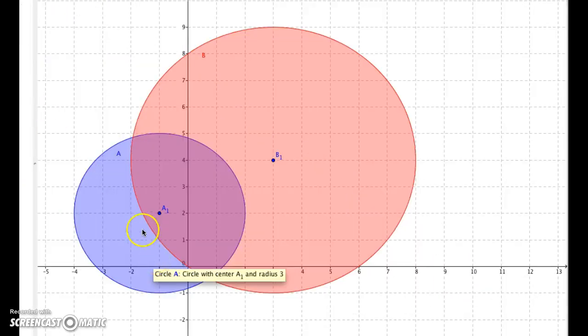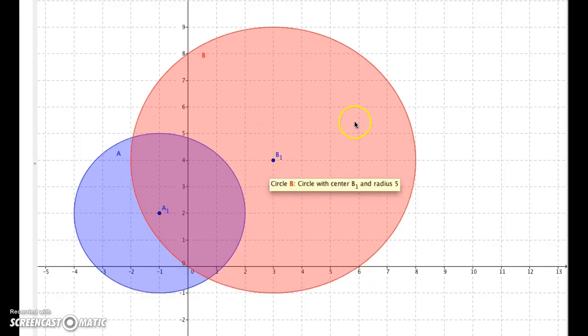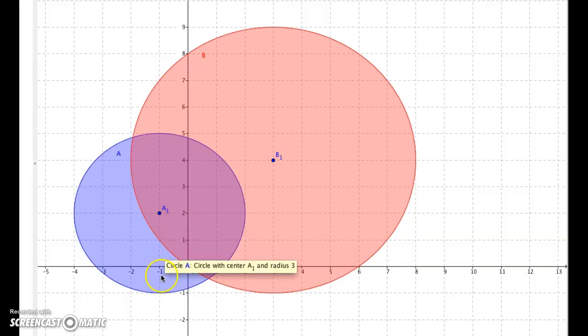See, here we have circle A, the blue circle, and circle B, the red circle. Circle A has a center at -1, 2, and a radius of 3. Circle B has a center of 3, 4, and a radius of 5. And I'm going to perform some transformations so that you guys can see how these two circles are similar.